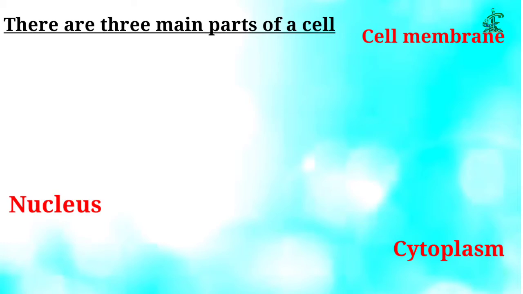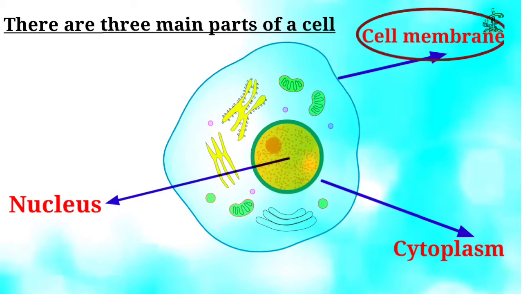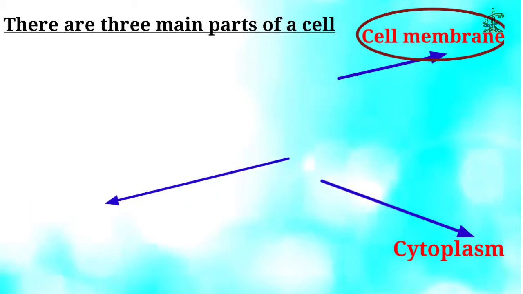Teacher, I will tell you. Number one is the cell membrane, which is present at the top of the cell. Number two is the cytoplasm, which is a jelly-like substance. And number three is the nucleus, which is present in the middle of the cell. Very good. That's like a good student. So beta, today we are going to discuss the cell membrane in detail. So let's start discussing the cell membrane.